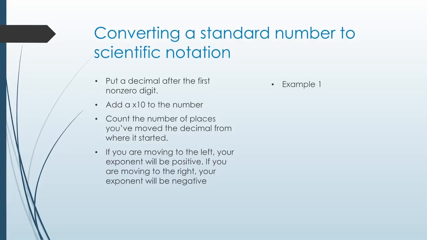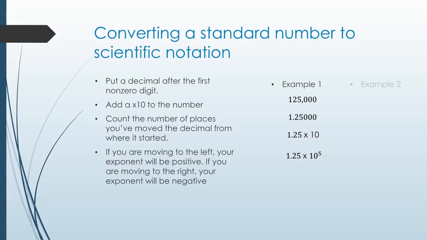So let's do an example here. So let's say you have 125,000. All right. 125,000, I'm going to put the decimal place after the first non-zero digit, which in this case is the 1. So now I have 1.25 effectively. And now I'm going to write my times 10. I've got to figure out what the times 10 is to the power of. Well, I moved 1, 2, 3, 4, 5 spaces. So it's going to be 1.25 times 10 to the 5.